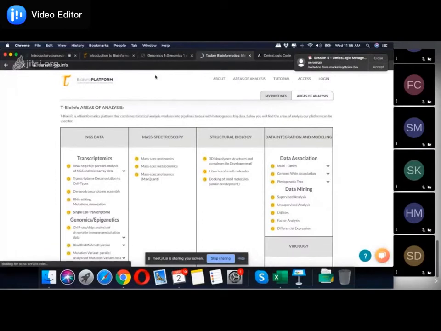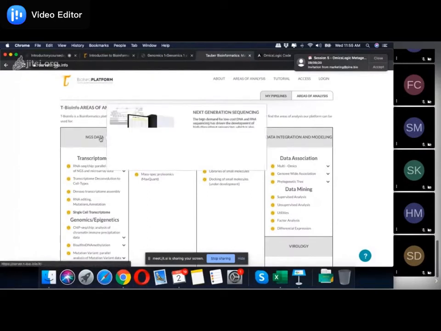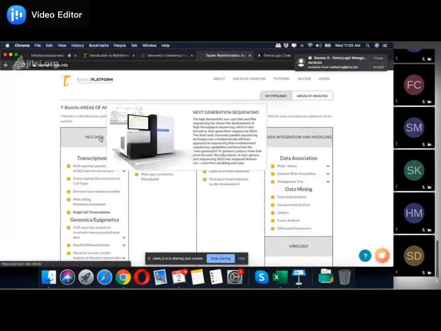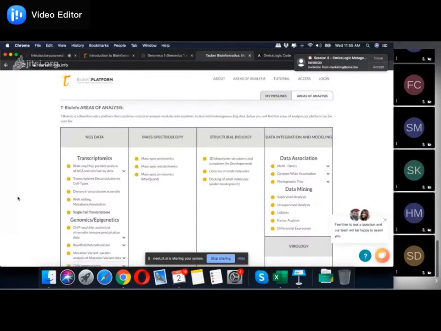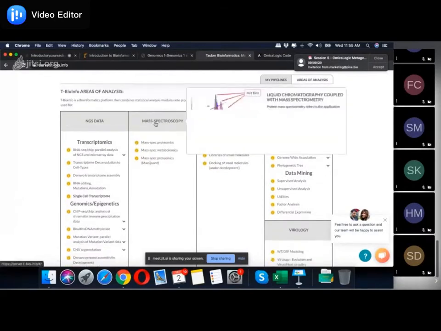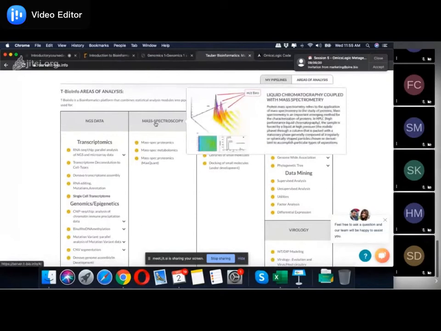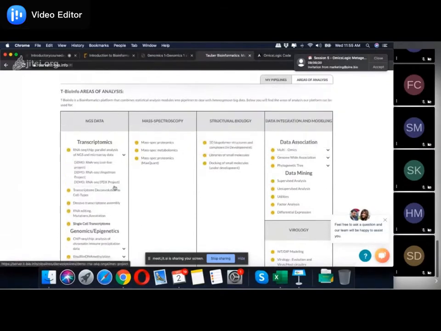So this is the T-Bioinfo platform, and this is an intuitive platform. It looks really complex, and it is complex, but we want to help people understand this complexity easily. To do that, I will give you a small example today.